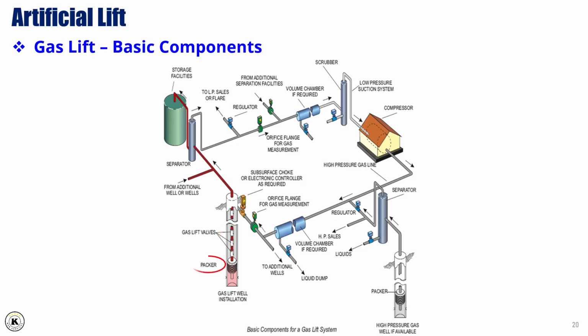A packer is used to isolate zones and ensure proper gas distribution. At the surface, the produced fluids flow into a separator, where gas, oil, and liquids are separated. The produced gas can then be routed to low-pressure or high-pressure sales lines, sent to additional separation facilities, or flared if necessary. Liquids are directed to storage facilities or liquid dump systems for further handling. Overall, this system allows controlled gas injection, efficient production from wells that cannot flow naturally, and flexible operation across multiple wells connected to the same gas lift network.